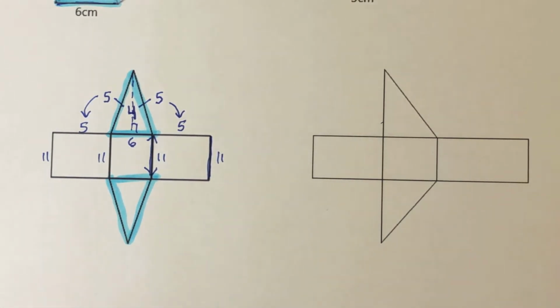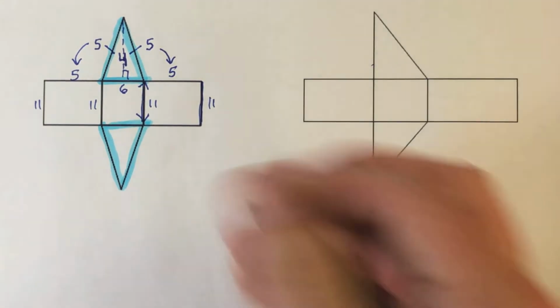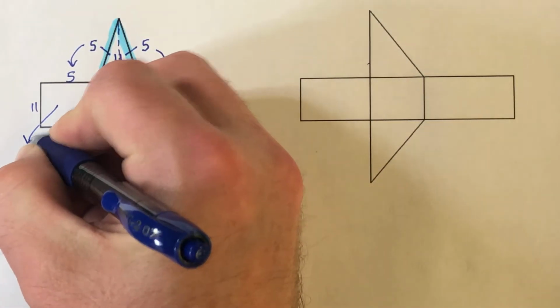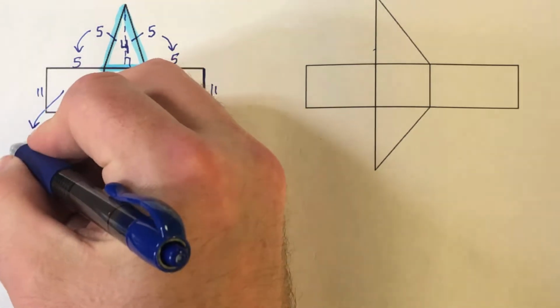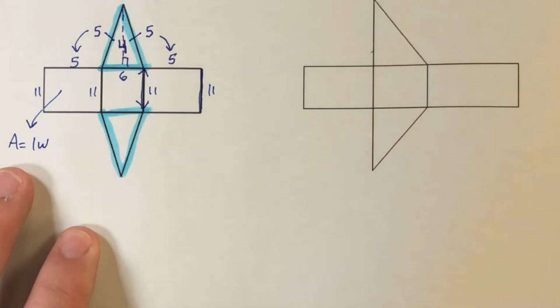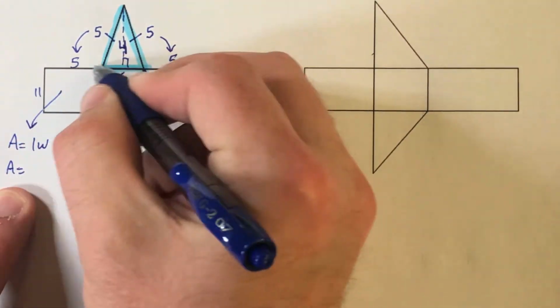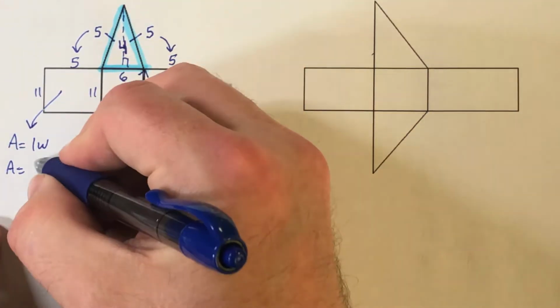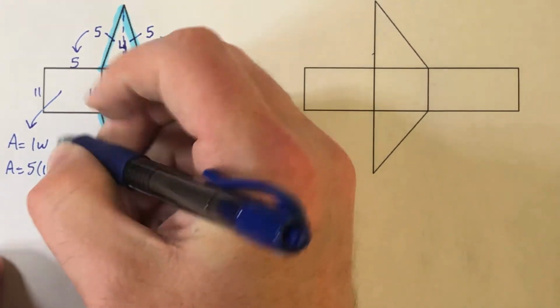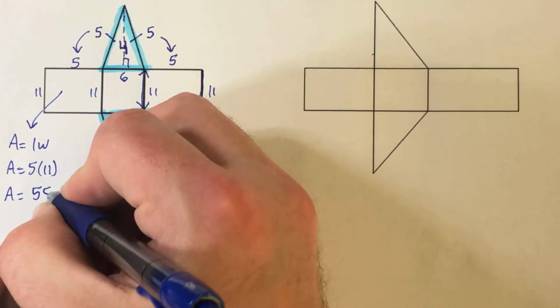What am I going to do? Well, I'm going to start finding the area of all of them. So first, let's find the area of this rectangle over here. Formula is A equals length times width. Next, A equals, my length and width are 5 and 11. So 5 times 11. So area equals 5 times 11 is 55.